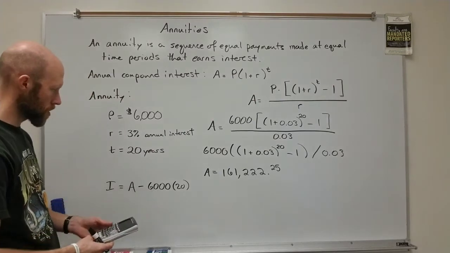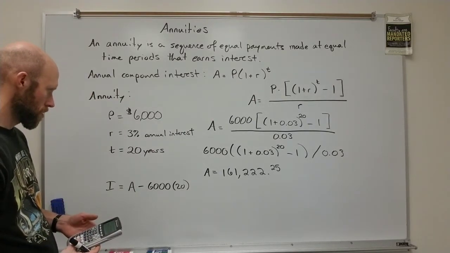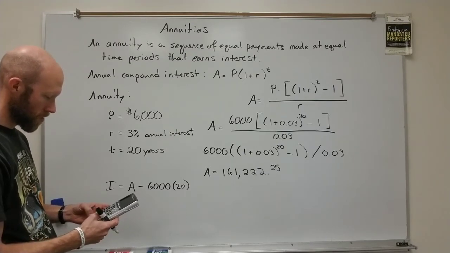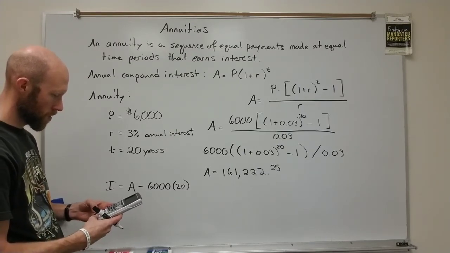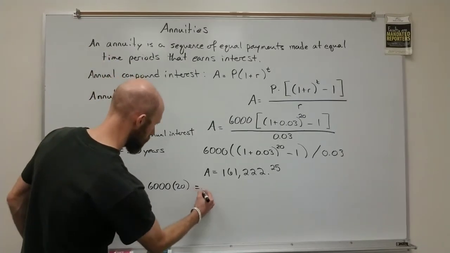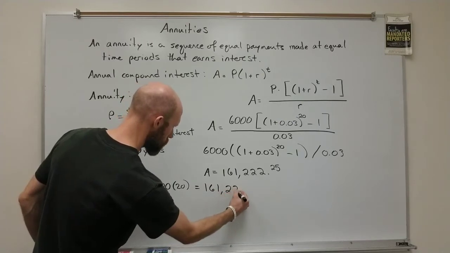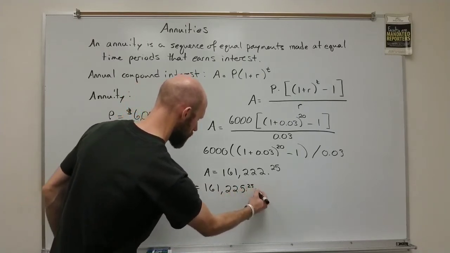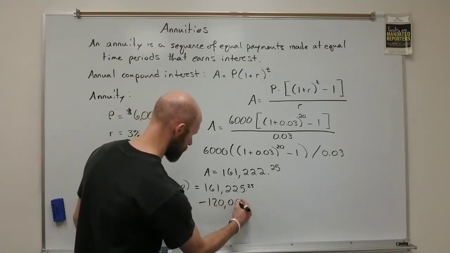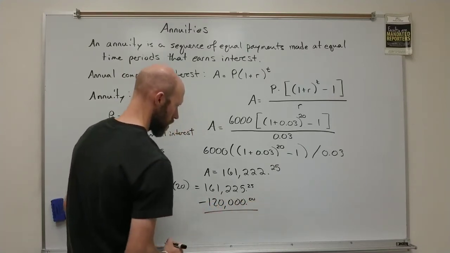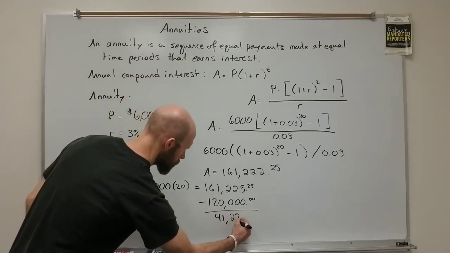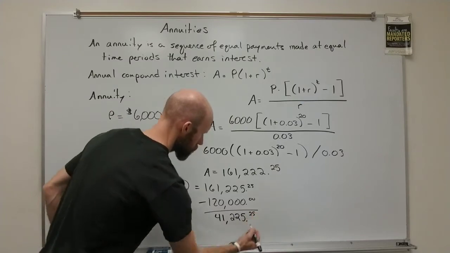So 6,000 times 20 is 120,000. So you would have to take $161,225.25 and subtract off 120,000, and you would get $41,225.25.